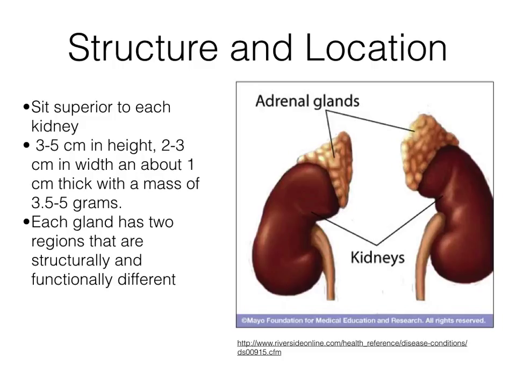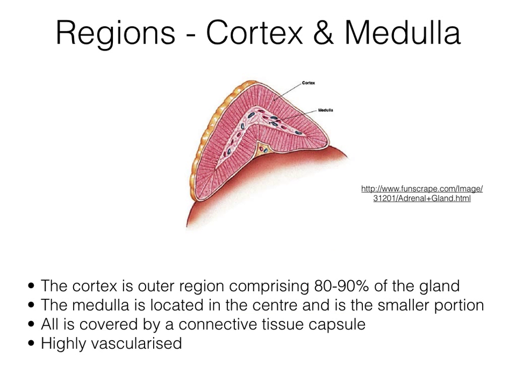It's during embryonic development that the adrenal glands differentiate into their two different regions, which are both structurally and functionally different. The cortex comprises 80 to 90% of the gland, and the medulla, which is located in the centre, comprises the rest. A connective tissue capsule covers the whole gland, and they are highly vascularized for quick and efficient transport of hormones into the blood.